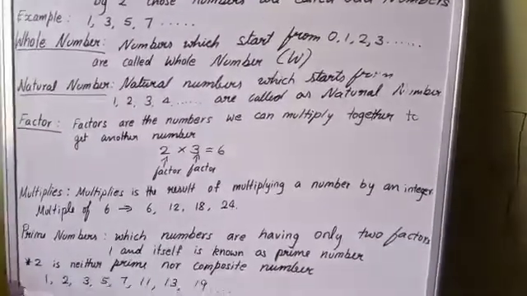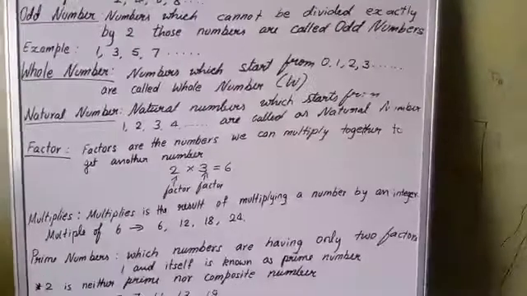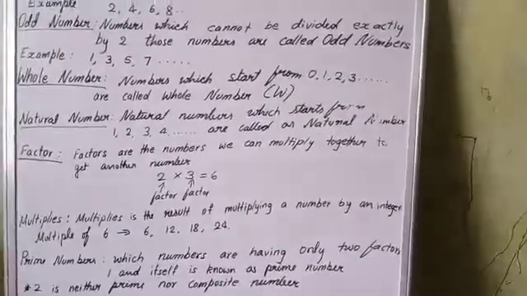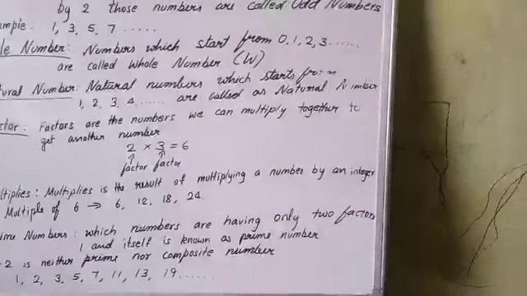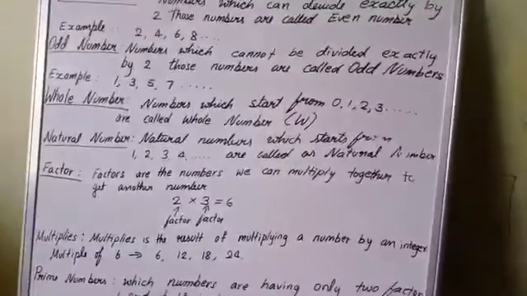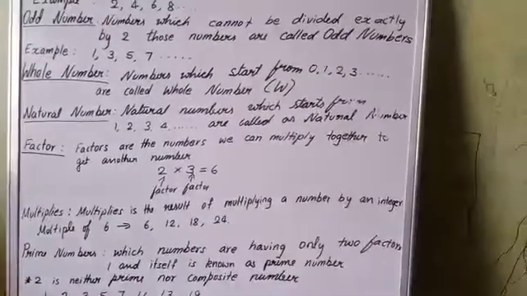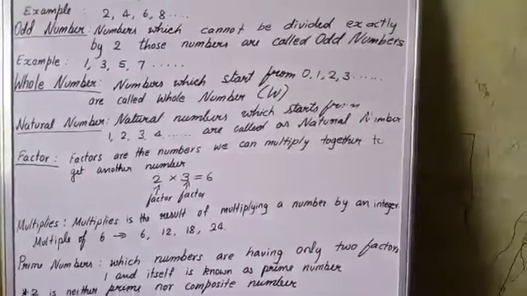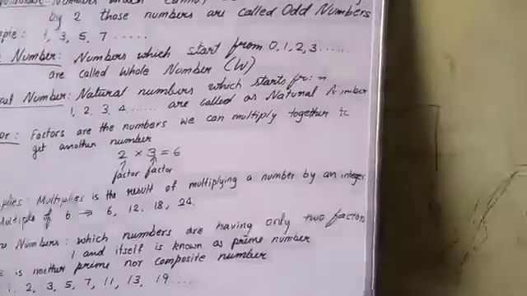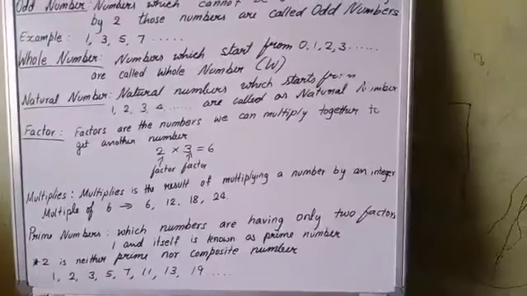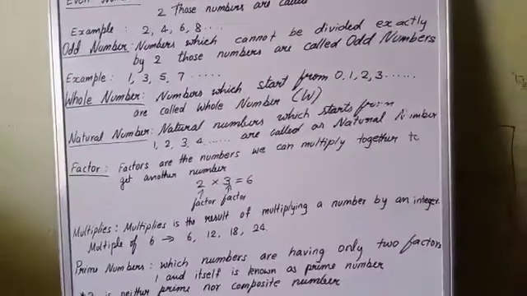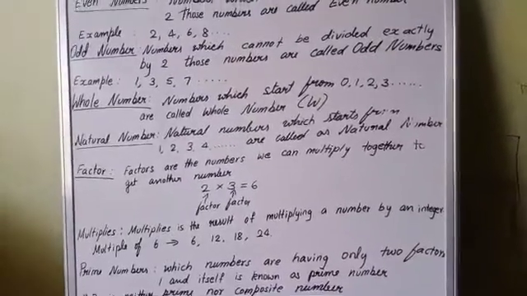Next, we are going to prime numbers. What are prime numbers? Numbers having only two factors, 1 and itself, are known as prime numbers. Keep in mind that 2 is neither prime nor composite. 2, 3, 5, 7, 11, 13, 19: these numbers are called prime numbers. These numbers have only two factors, 1 and itself.